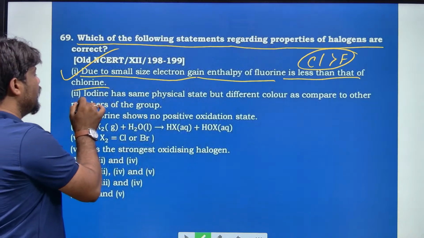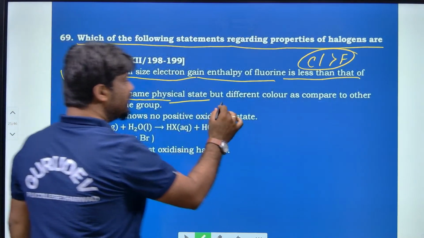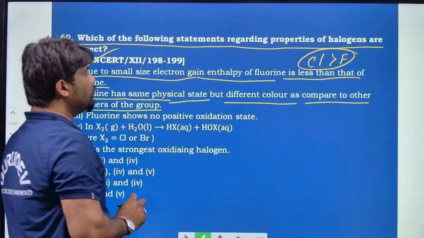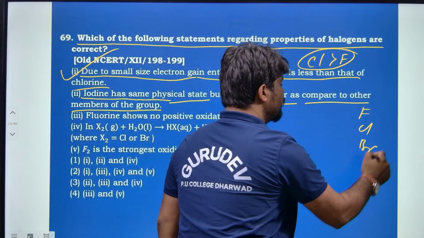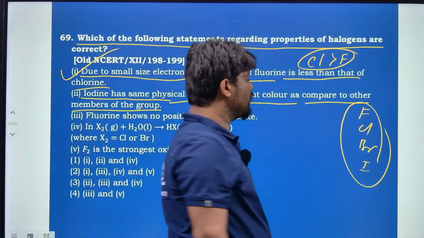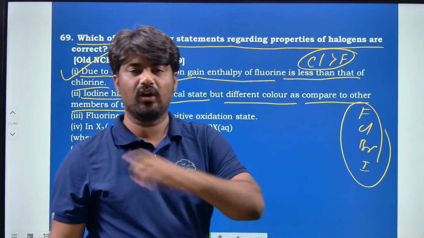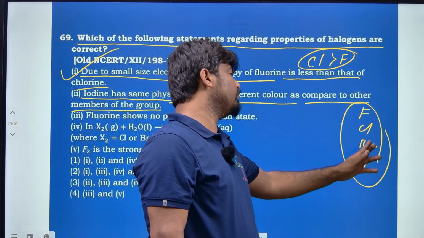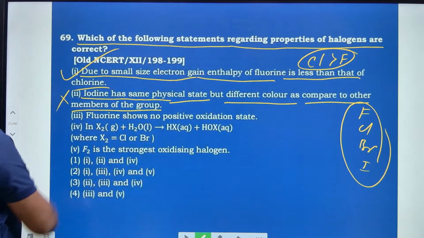Go to the next. Iodine has the same physical state but differs in color compared to the other members of the group. The other members of the group are fluorine, chlorine, bromine, iodine. They say that they are the same in physical property. No, absolutely it's wrong. Fluorine is a gas, chlorine is a gas, bromine is a liquid, iodine is a solid. So statement 2 is incorrect.